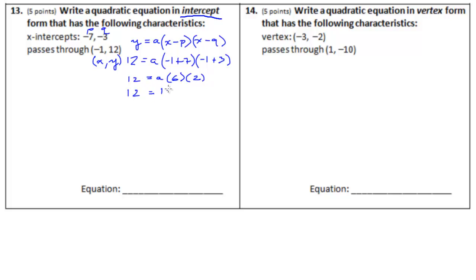12 equals 12a, divided by 12. You can see pretty easily that a is going to be 1. So our equation is y equals, if a is 1, we'll just leave that blank, and it's going to be (x plus 7) times (x plus 3).